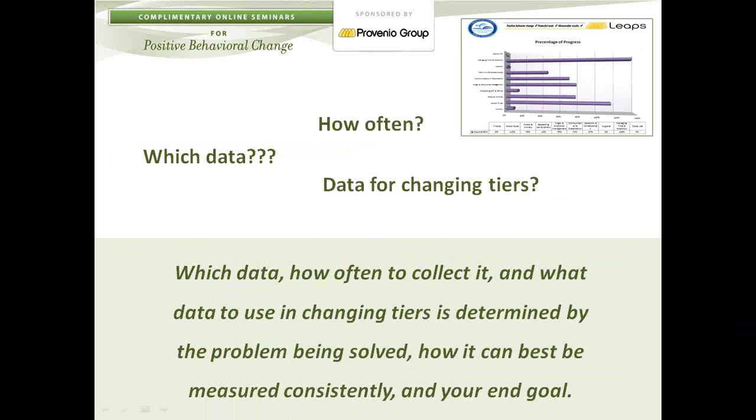Right. And, you know, I've heard that question many times, Julia, but there really isn't a specific data for changing tiers because, again, it's all going to depend on the problem, how often it's occurring, and your intervention and all of those things. As you just saw, they had LEAPS data available for that intervention, but they chose to use numbers of incidents of horseplay as their data to determine whether or not it was working. So there is no one right answer to exactly which data is used for changing tiers.